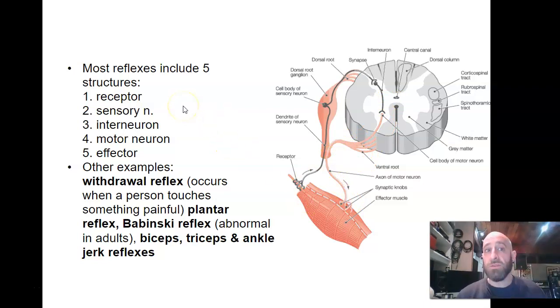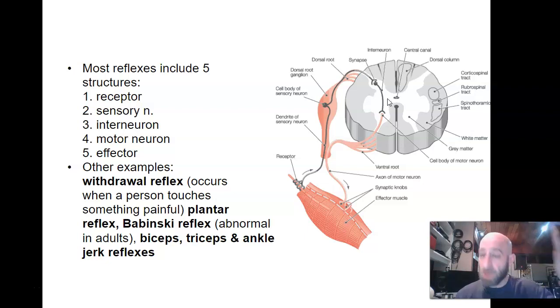So there's 5 stages, I guess you could say, to a reflex arc. That's called a reflex arc. There's always going to be a receptor. So the receptor is what's taking the information in. The receptor is either going to be in your skin, it's going to be in a tendon, it's going to be in a ligament. But the receptor is taking in sensory information. The receptor is going to be attached to a sensory nerve, which sends the information to the spinal cord. And then in the spinal cord, we're going to have our interneuron. That interneuron can exist in the spinal cord or it can be in the brain.